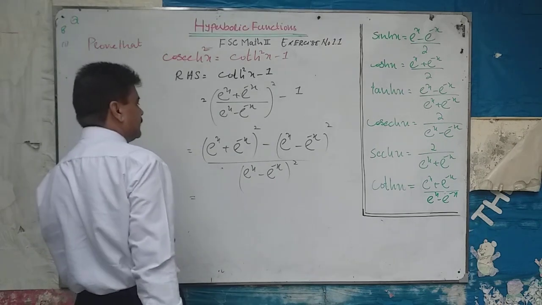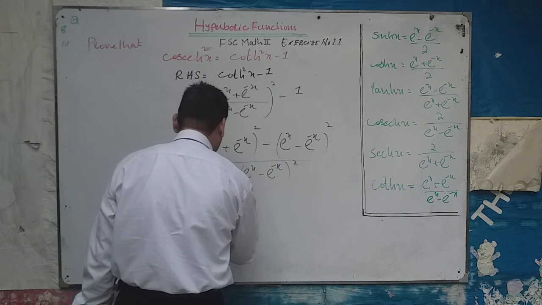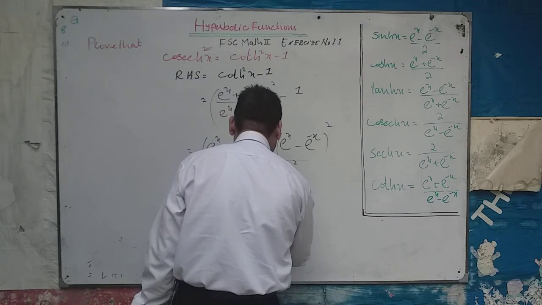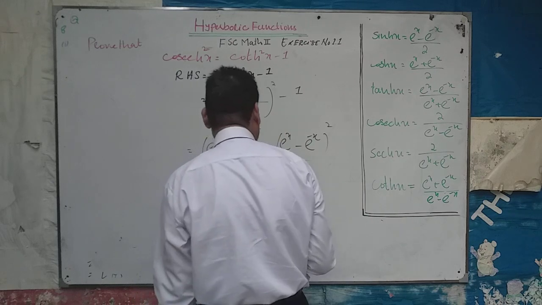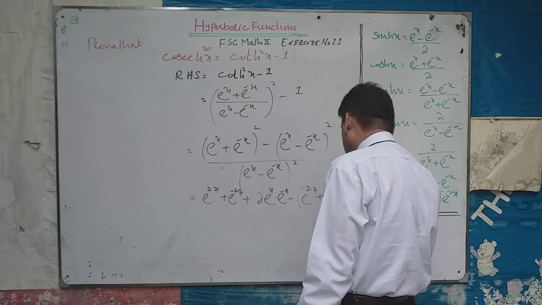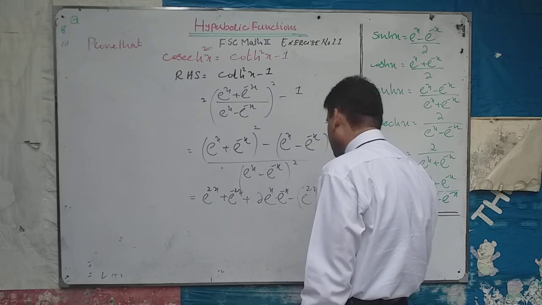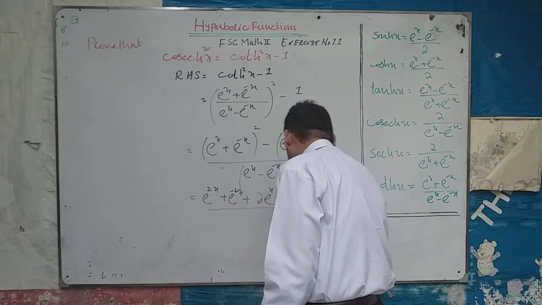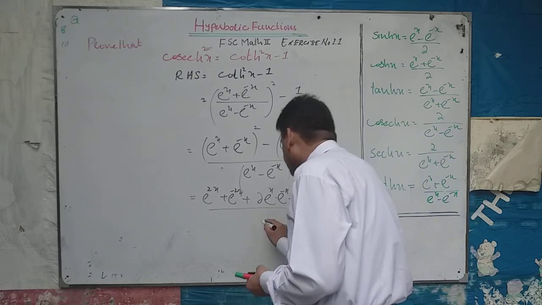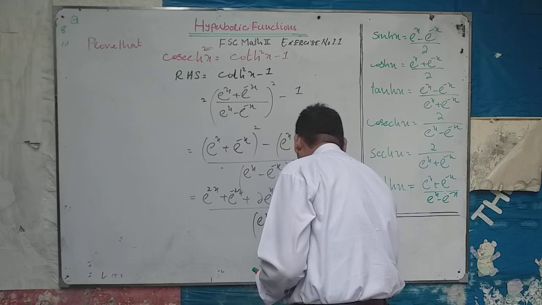After simplification, when you open this square, e raised power 2x plus 2 e raised power x dot e raised power minus x plus e raised power minus 2x, minus e raised power 2x plus 2 e raised power x dot e raised power minus x minus e raised power minus 2x, divided by e raised power x minus e raised power minus x whole square.